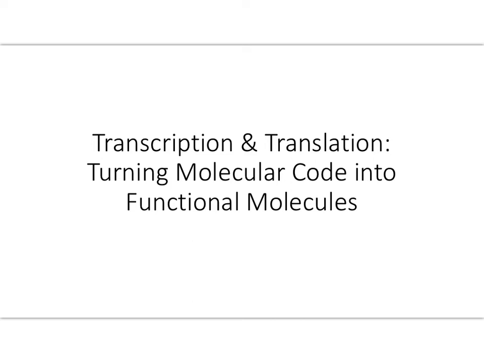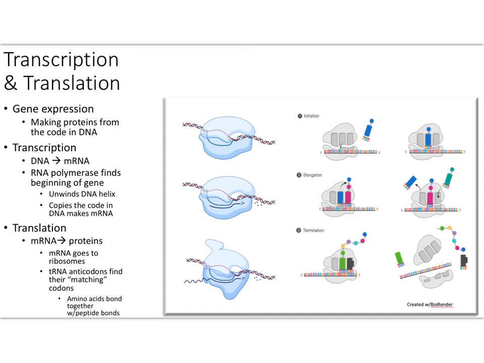If you're familiar at least a little bit with the concept of 3D printing, basically DNA would be the instructions in the machine, and the protein would be the thing that gets created with those instructions that you put into the machine. Together, the processes of transcription and translation are referred to as gene expression. So when you hear the term gene expression, what that means is taking the code in DNA and creating proteins from it, and that happens in two steps: transcription and translation.